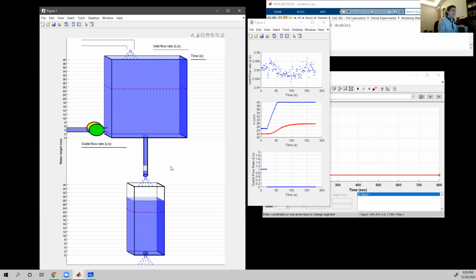But for the second tank, this inlet does not make it overflow, but I think it reaches 28 centimeters. Yes, and it is also here, 28 centimeters. It seems to be assuming a steady state value. And as you can see, the outlet flow rate is 0.